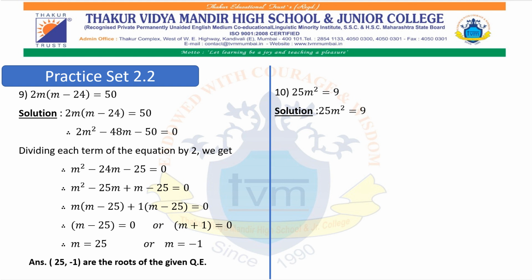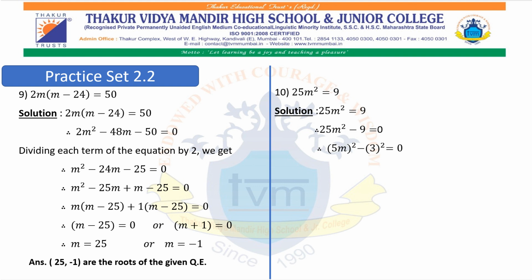Let us shift that 9 to the left hand side. It will be written as 25m square minus 9 equals 0. The equation is not in the standard form, but I can see that both the terms are squares of something. The first term is the square of 5m and the second term is the square of 3. So we can write it as (5m) whole square minus 3 square equals 0.